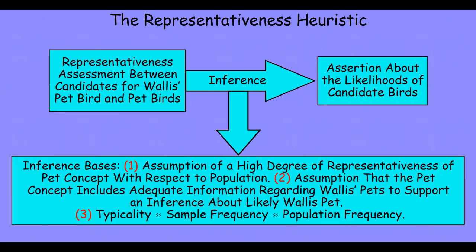Again, we have those three assumptions. An assumption of a high degree of representativeness of your pet concept with respect to the specific population that you're thinking about, pets I might own. Assumption that the pet concept includes adequate information regarding my pets to support an inference about my likely pets. And finally, that measurement assumption: high typicality equals high sample frequency equals high population frequency, low typicality equals low sample frequency equals low population frequency.